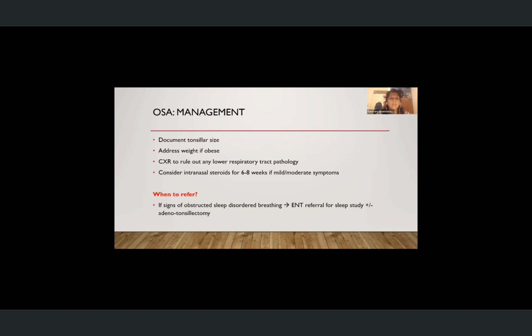When should you refer for OSA? So really, if there's signs of obstructed sleep disordered breathing that's been going on for a while, then a referral to the ENT team for sleep study and consideration of an adenotonsillectomy is usually the first port of call. But suspected severe sleep apnea might need urgent specialist assessment from, say, a specialist pediatric respiratory team, depending on how local they are to you.